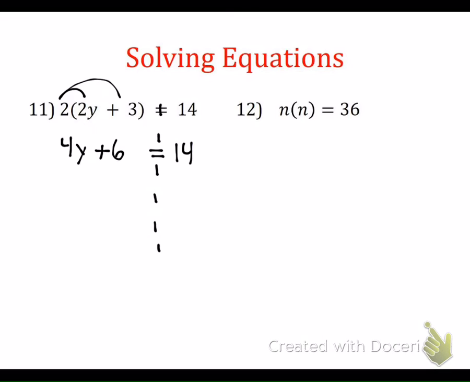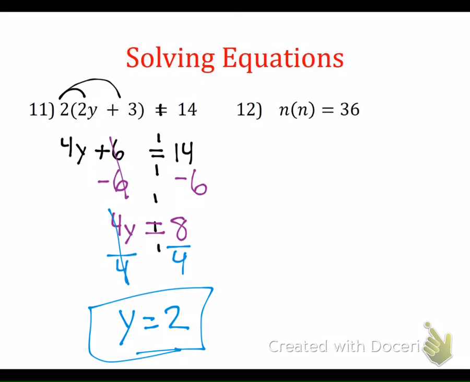And then on the right side, a 14. Now what? Subtract the 6, subtract the 6. Keep that 4y on the left. Equal sign in the middle. 8. Y equals 2. Very good. Divide both sides by 4 to get rid of that 4 as your coefficient. You get 1y or just y equals 2.